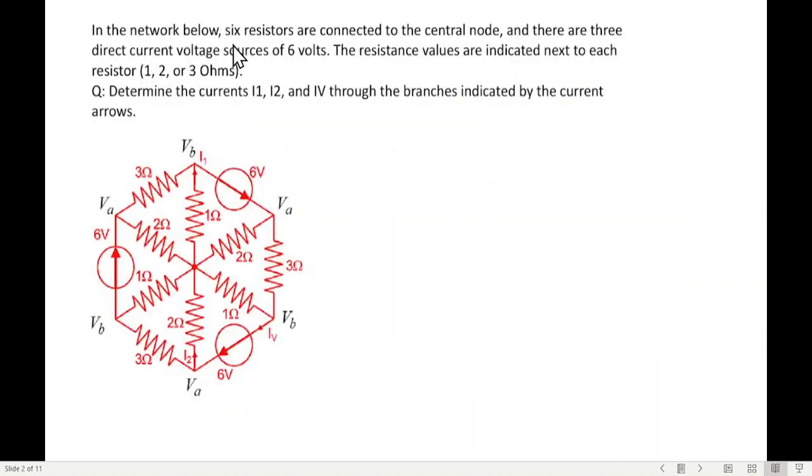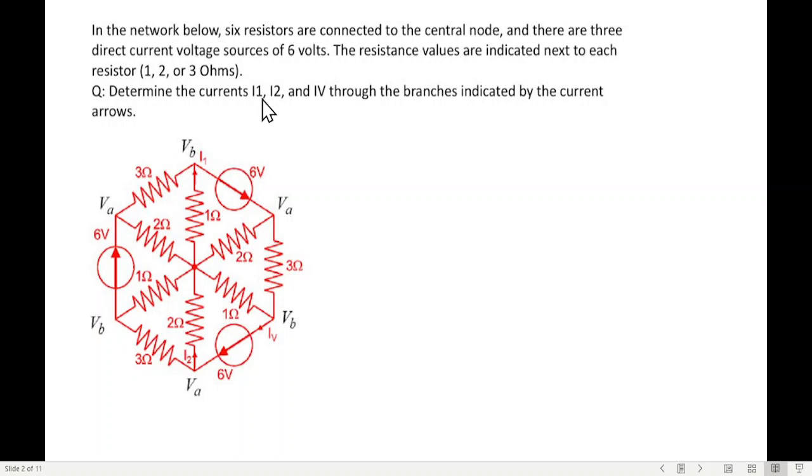The question says, in the network below, 6 resistors are connected to the central node. So this is the central node and 6 resistors are connected here. And there are 3 direct current voltage sources of 6 volts. So these are the 3 voltage sources. The resistance values are indicated next to each resistor, like this is 3 ohm, 2 ohm, 1 ohm, etc.